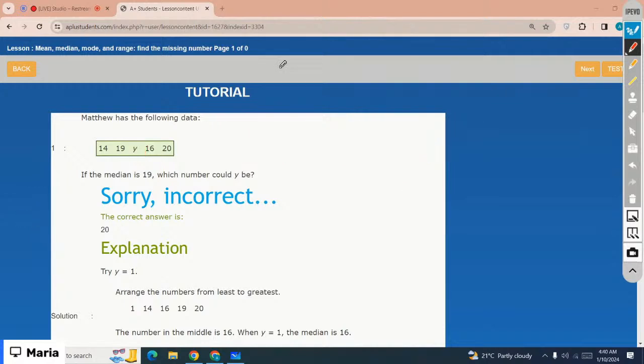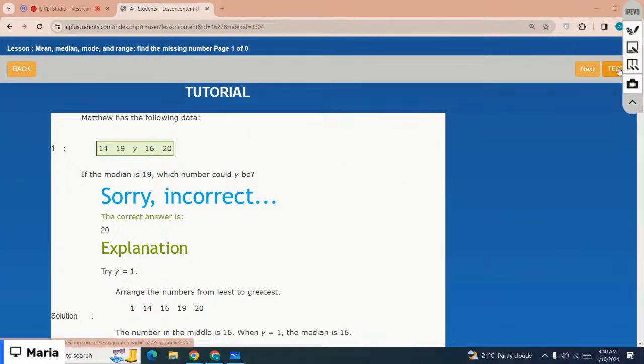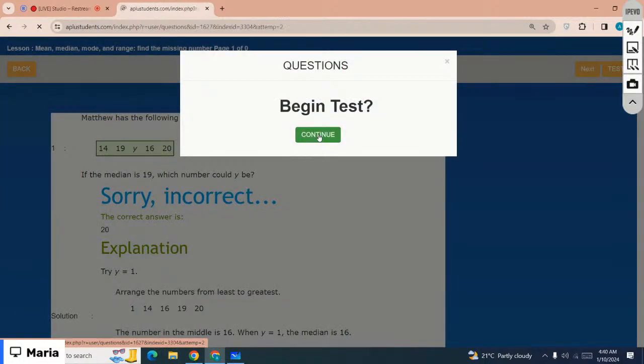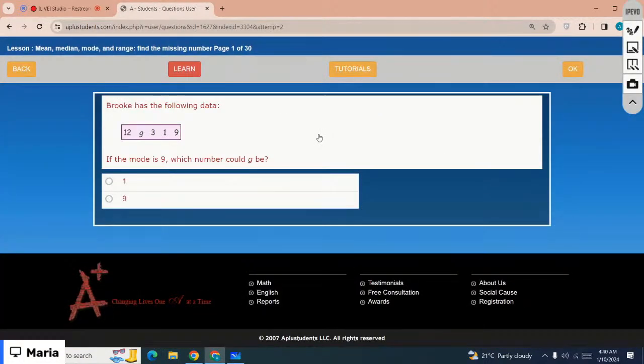Let's just start with the test questions. Okay, Brooke has the following data. If the mode is 9, which number could G be?